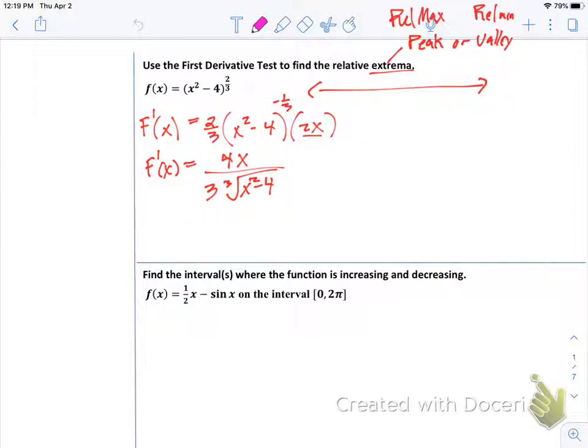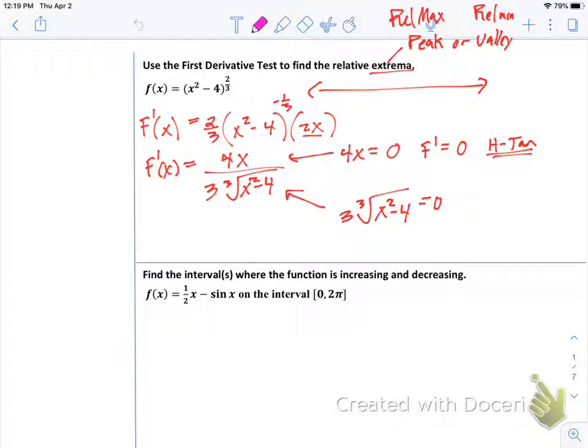The reason this is important is, remember, by setting the numerator equal to 0, I'm going to get the places where the derivative is 0, where f prime equals 0, where there's a horizontal tangent. That's what I'm getting by setting the numerator equal to 0: horizontal tangent locations where there's a peak or a valley. By setting the denominator equal to 0, I'm finding where the derivative is undefined. So it's the cube root of x squared minus 4, setting that equal to 0. And that means f prime is undefined.